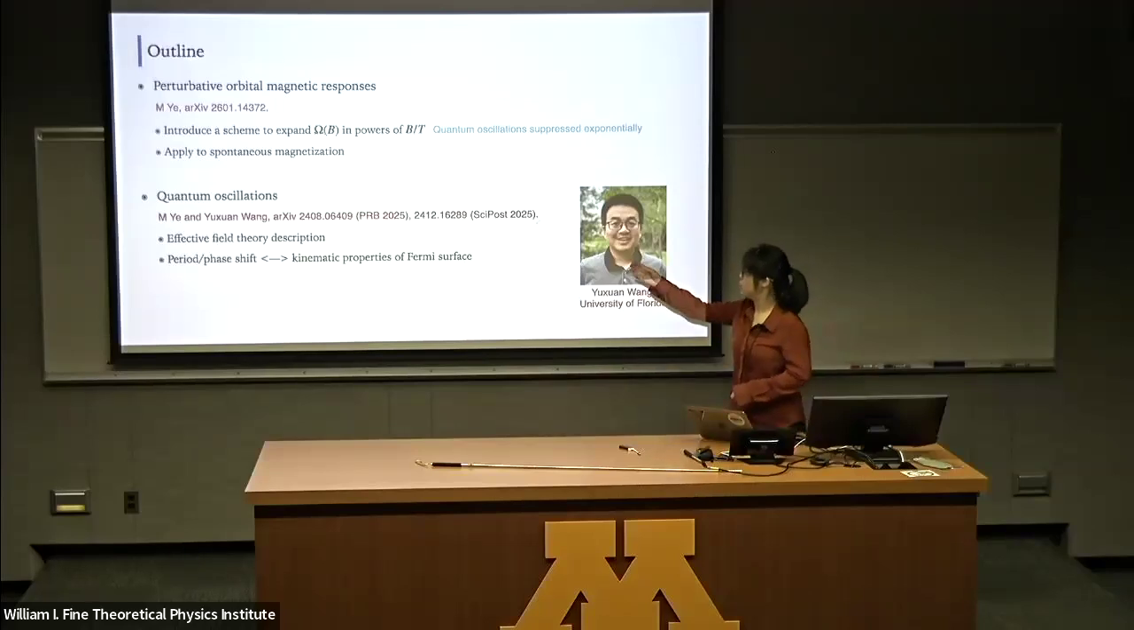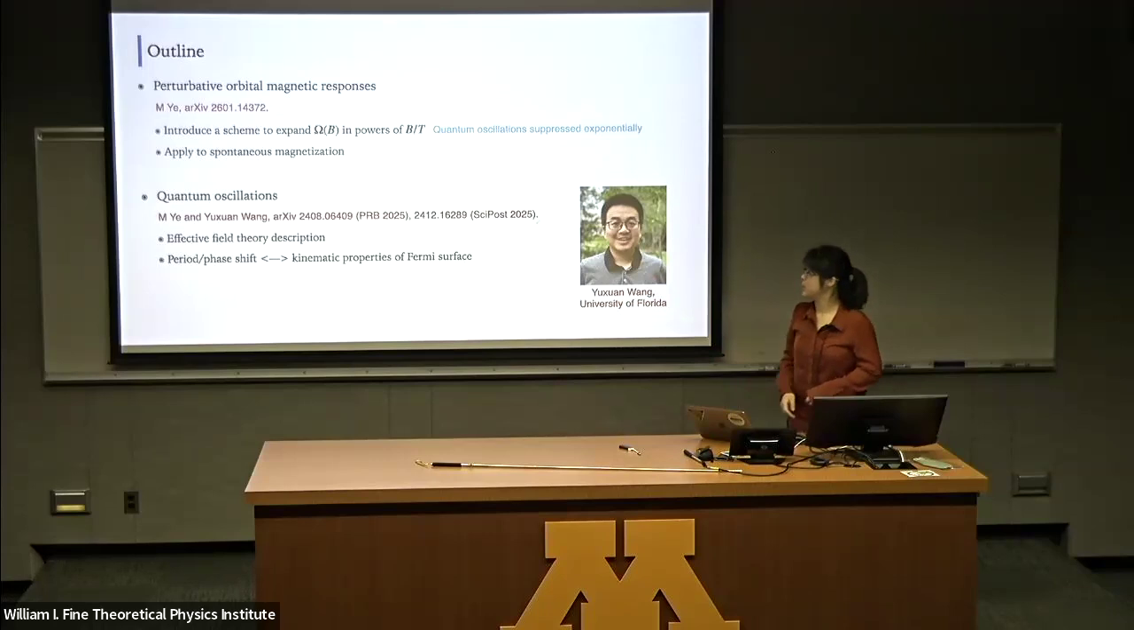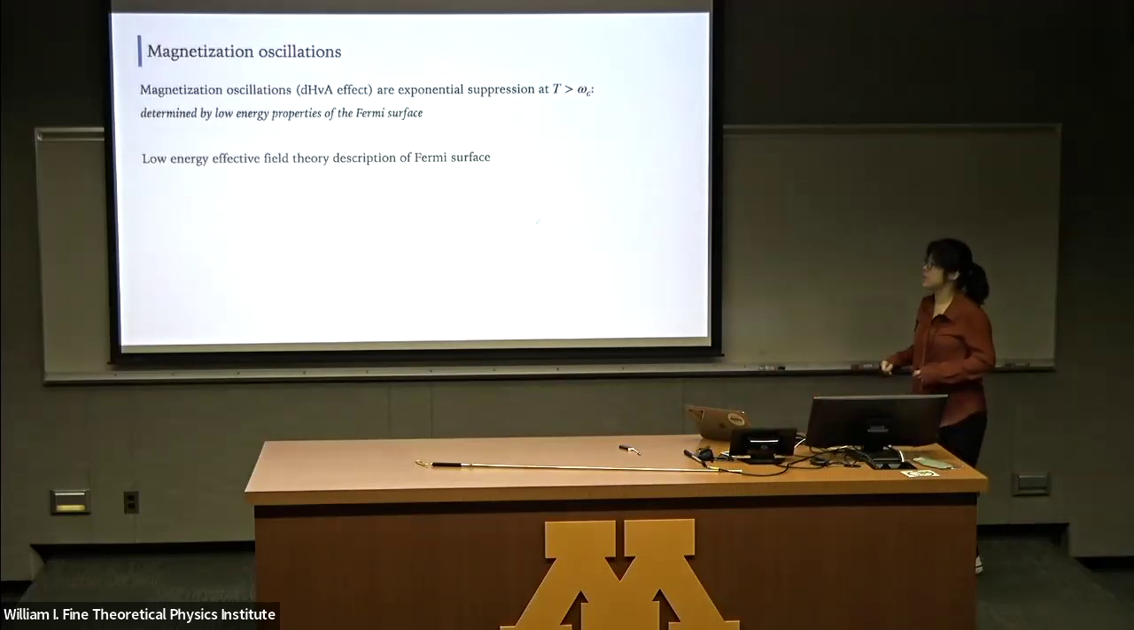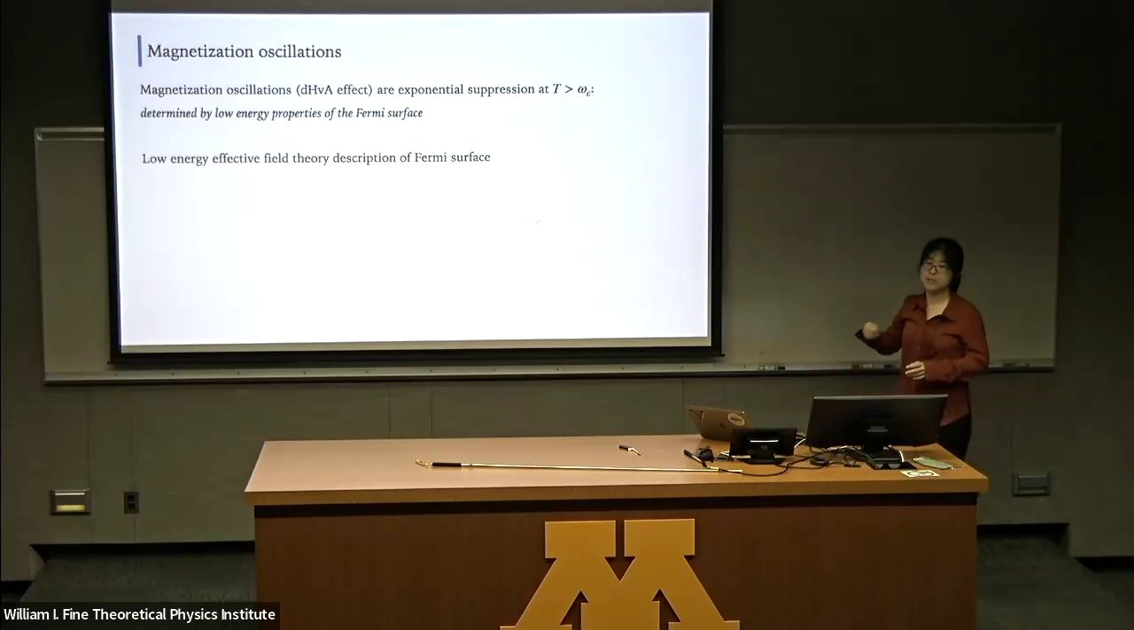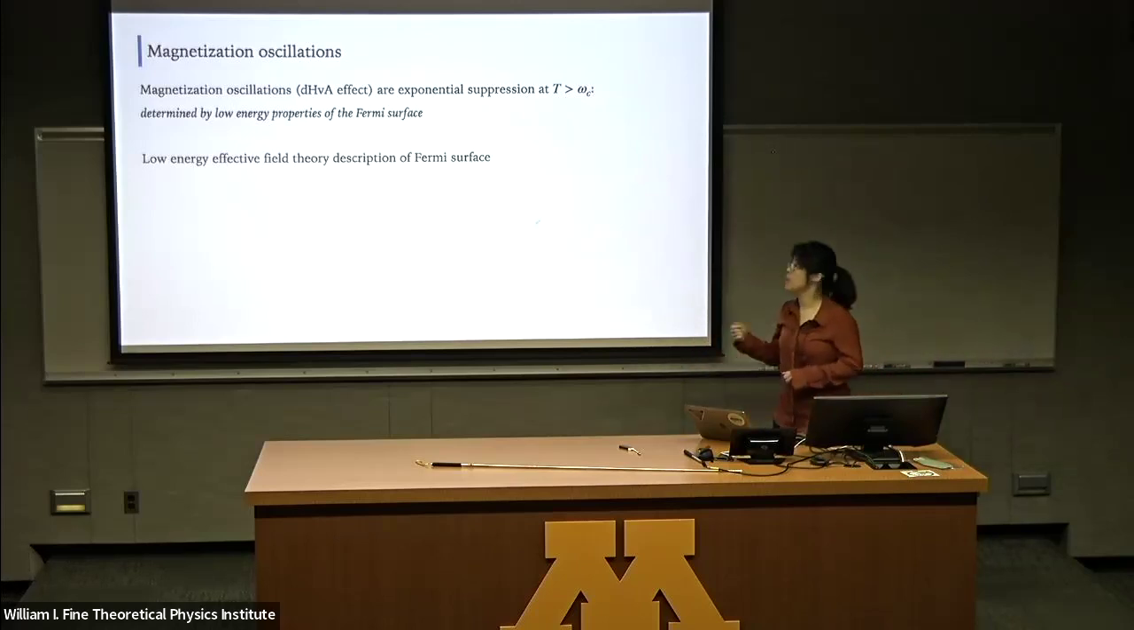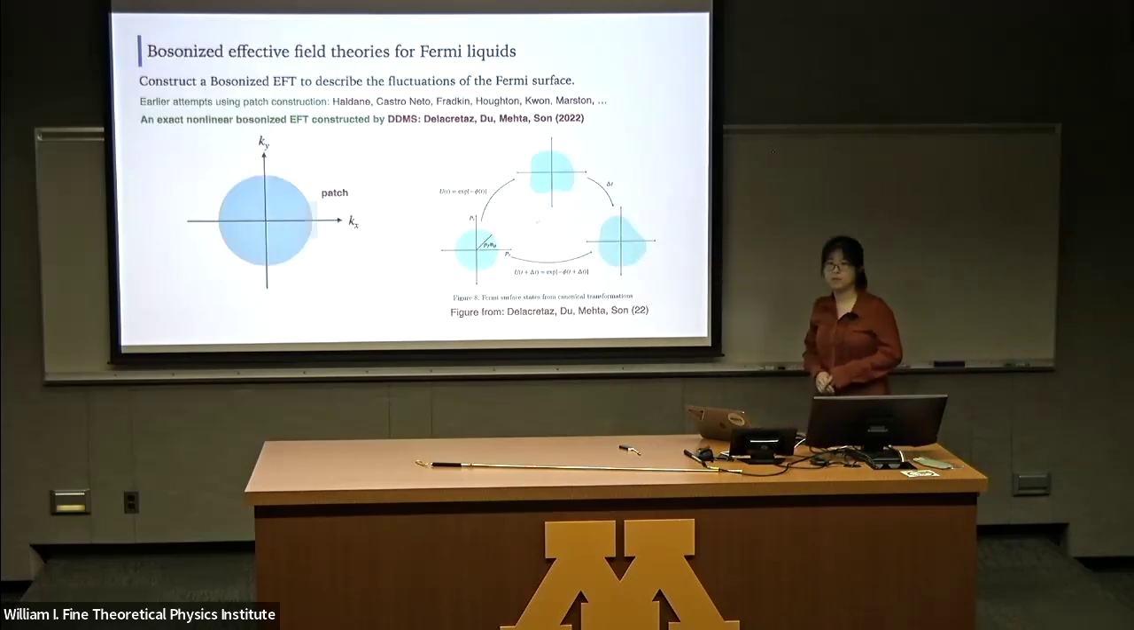And this is what I did with Yu Xue, developing a low energy effective field theory to capture the quantum oscillation effect. So let me first explain why we think it's important and relevant to have a low energy effective field theory. We know that these magnetization oscillations are exponentially suppressed when temperature is greater than the cyclotron energy. That's a very low temperature energy scale in the semi-classical regime. And that means that it should be determined by the low energy properties of the Fermi surface. However, in the past, we don't really have a good low energy theory for these quantum oscillations. And that's why we want to ask, can we develop this low energy effective field theory for it?